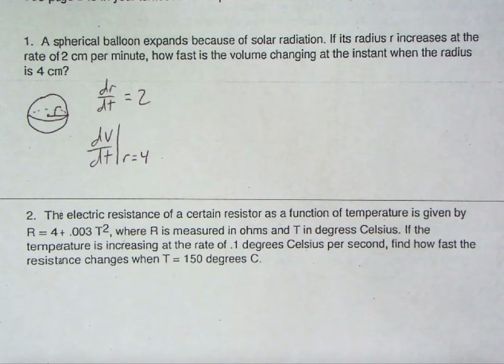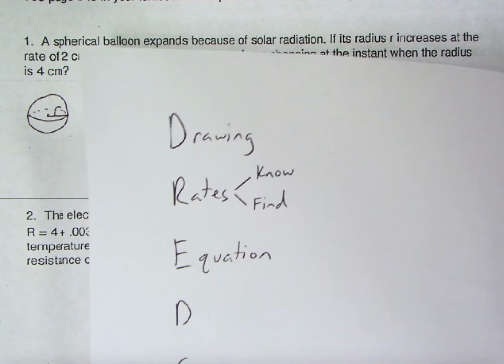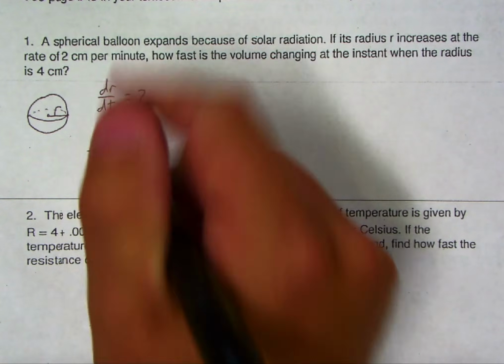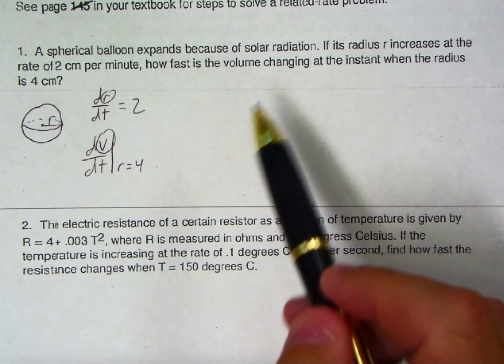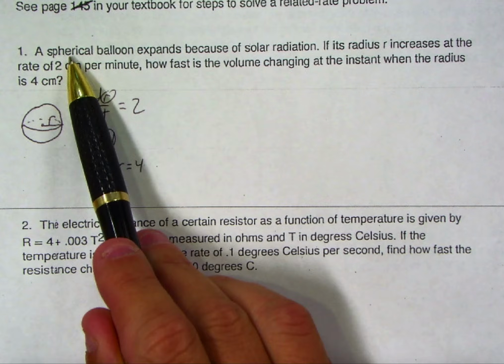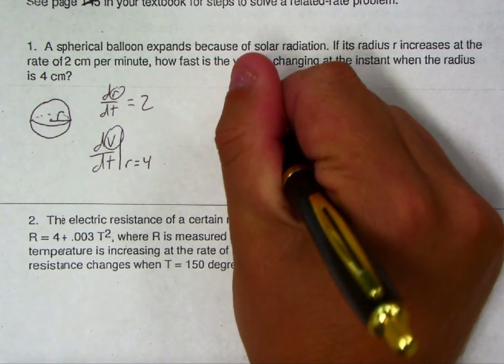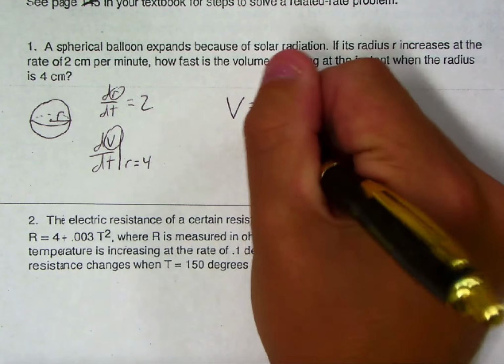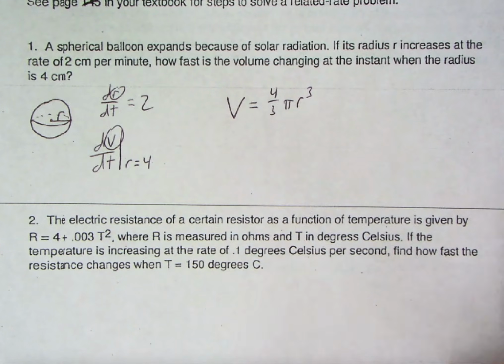So I want to stop right now. We did the D, and then we did R. We did the drawing, we did the rates. The next one is an equation. I need an equation that links our two variables together with our scenario here. So we're dealing with a sphere and volume and radius. So our formula for volume of a sphere is going to be 4/3 pi r cubed.